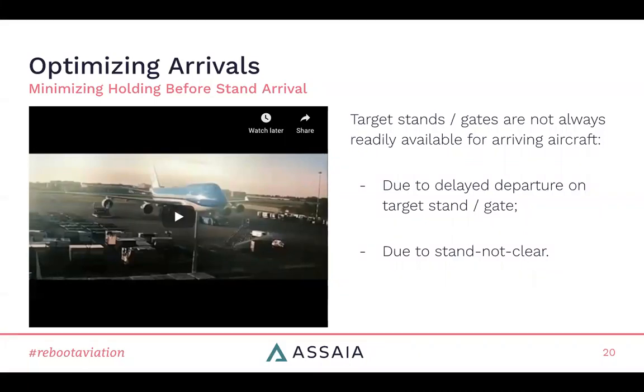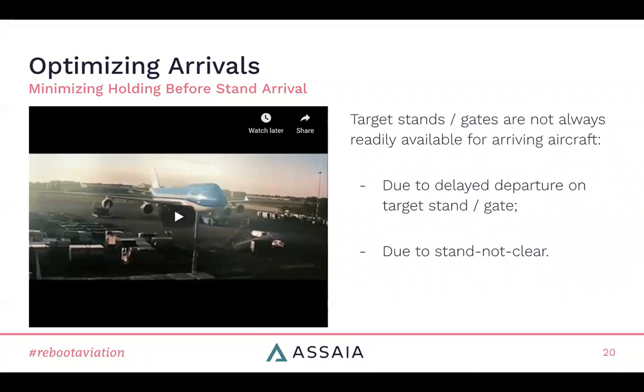So again, to have an automated target off-block time that is continuously calculated and is more accurate allows stand planners and gate planners to be more proactive in their job. So it's a great tool for them to make sure that they can reroute incoming aircraft and make sure that they're not holding and burning fuel on the apron somewhere.